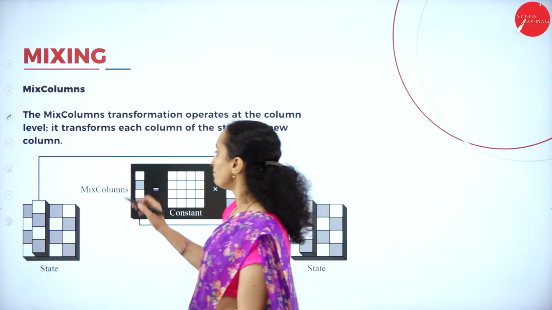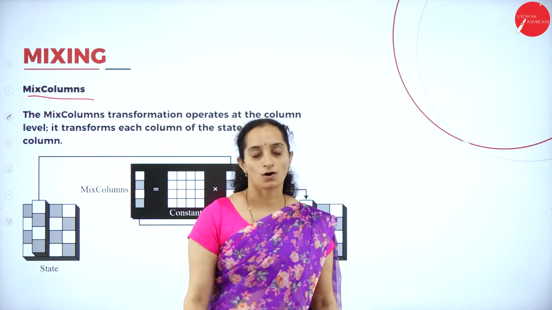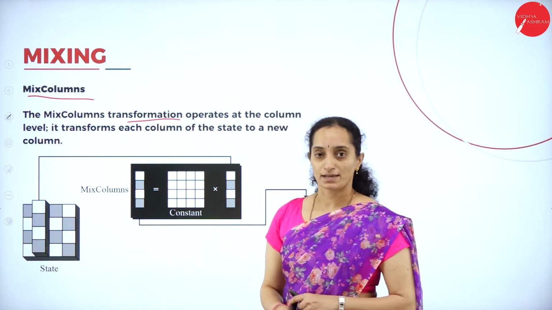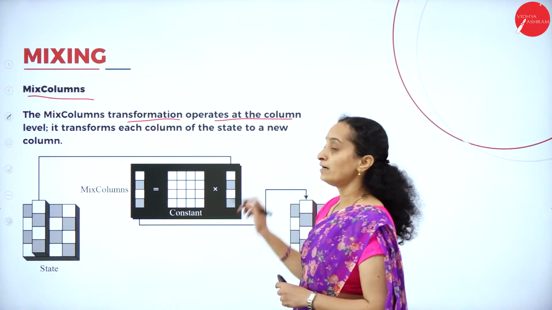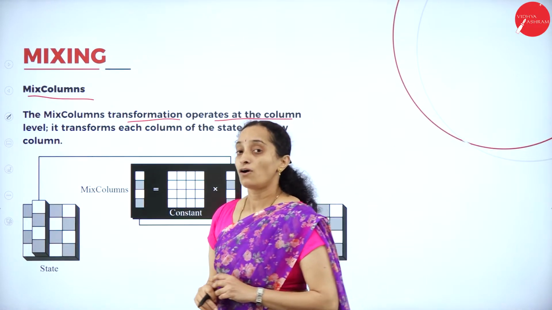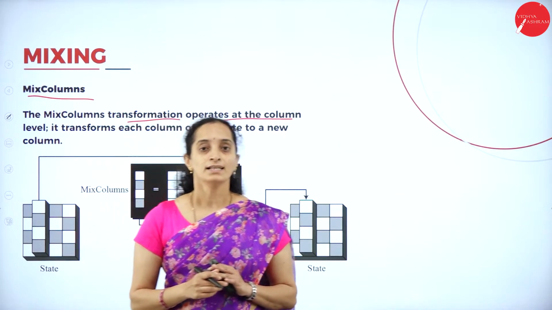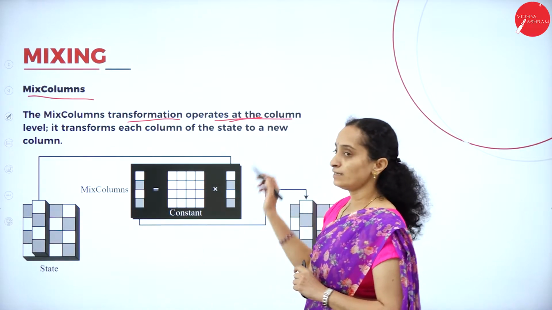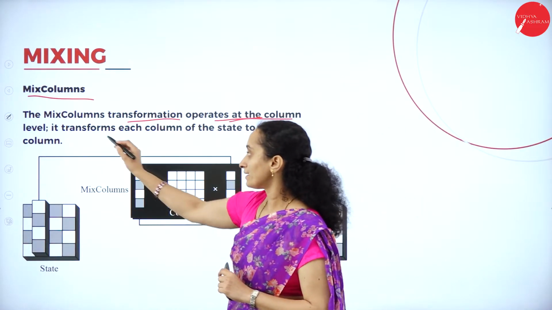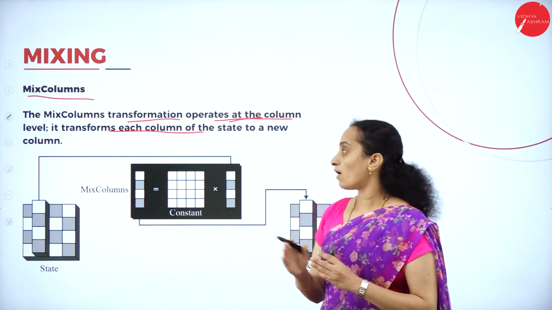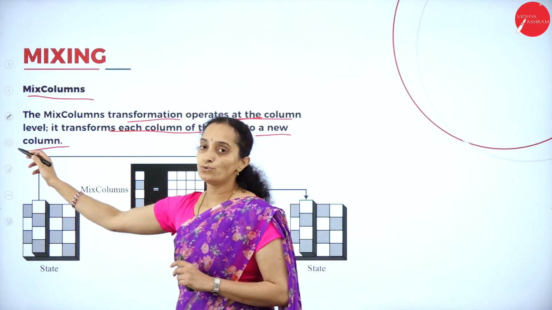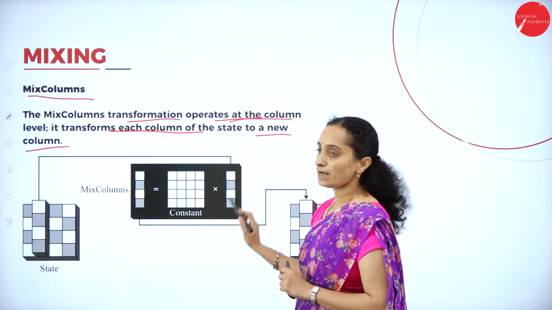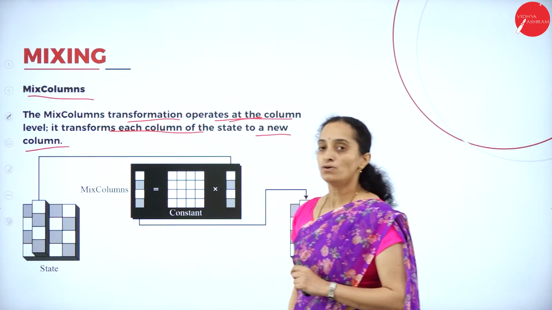Now we have the mixed columns. Let's see how to mix the columns in the matrix. The mixed columns transformation operates at the column level. As I said, matrix multiplication with a column gives you the result as a column matrix. The mixed column transformation is applied on the column matrix. It transforms each column of the state to a new column. Here you can observe we have a constant matrix multiplied with the column matrix. We get a new column matrix.